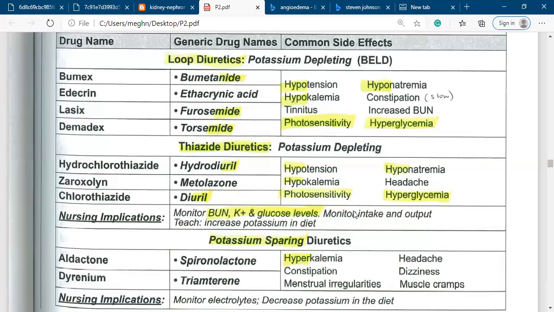So what is the total input? It should be equal to total output, right? We have to monitor it. And a frequently asked question: in case of loop diuretics or thiazide diuretics, we educate our patient to take food containing or rich in potassium. So increase the potassium in the diet.